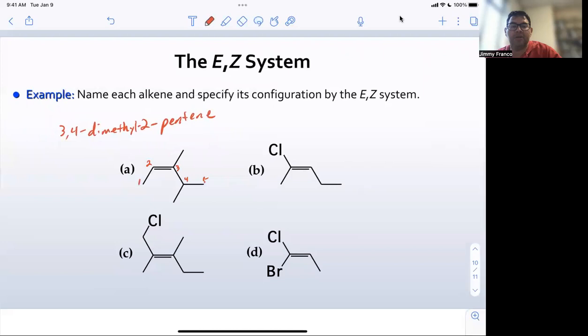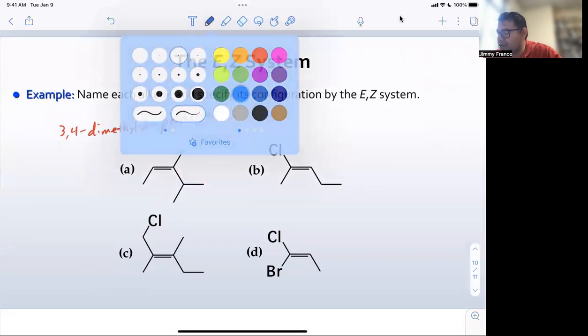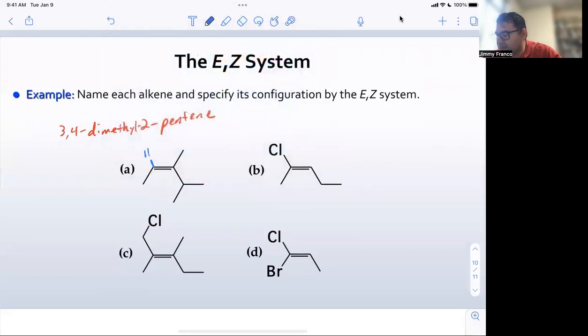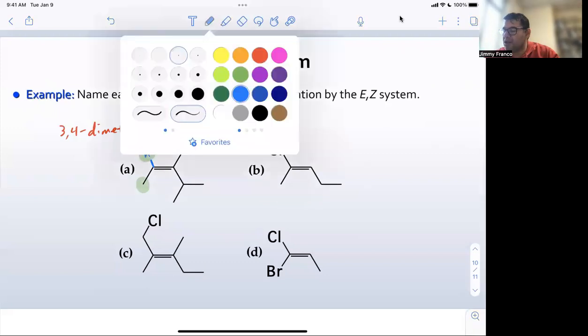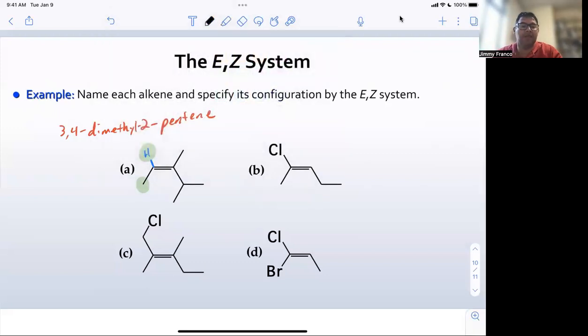So one thing I'm going to do, if you don't mind, is erase the numbering just to make it a little less cluttered. And there's also a hydrogen implied here. So let's draw that in. So the first thing we want to do is compare the hydrogen to the carbon. Right, so we're only comparing those two. We look at our periodic table and we see that carbon is bigger than hydrogen. So this gets to be our higher priority.